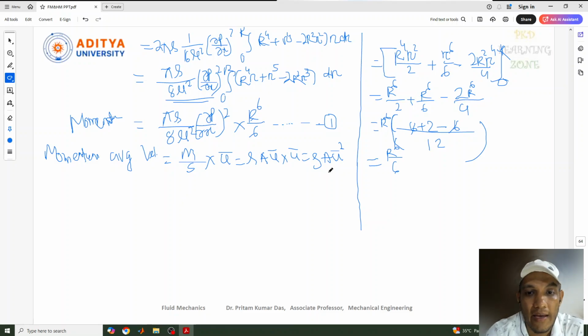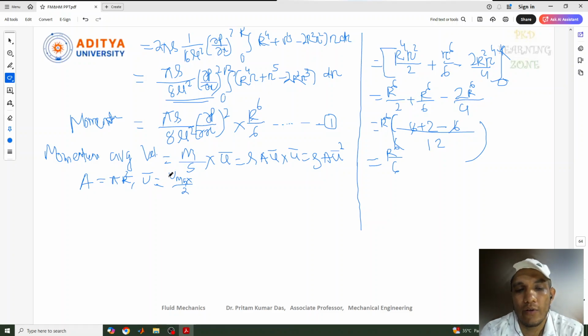So area A we can write pi R square, the area of the circular tube. And u bar, the average velocity, is nothing but u maximum divided by 2, because there what we got, u max by u bar equal to 2 for a circular pipe. So here I'm writing u bar equal to u max by 2.